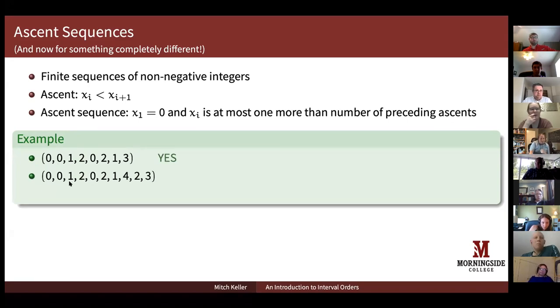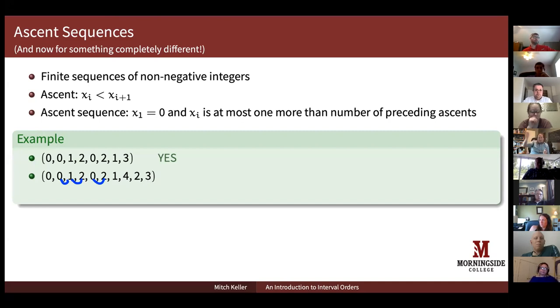Okay, so this starts off the same. Let's see, there's 1 ascent, there's 2 ascents, there's 3 ascents. Oh, hey, now we're good because I don't see anything bigger than 4. Because once I've got 3 ascents, I can use anything up through 4. Notice I used 4 before I used 3. That's allowed. You don't have to go through these things.